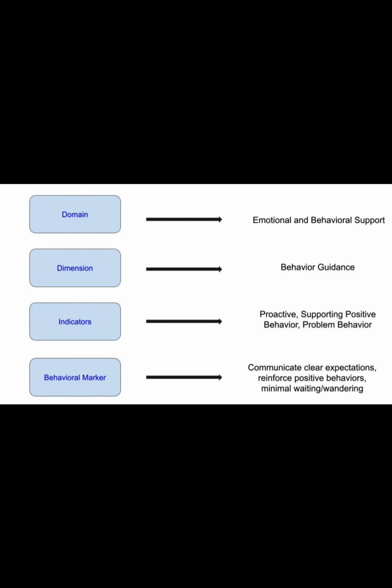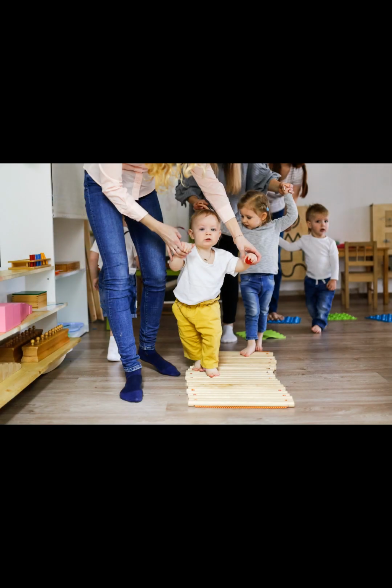Behavior guidance encompasses the teacher's ability to promote behavioral self-regulation in children by using proactive approaches, supporting positive behavior, and guiding and minimizing problem behavior. With CLASS, we look for the following indicators of behavior guidance: proactive, supporting positive behavior, and problem behavior. Behavior guidance describes how teachers proactively support children's positive behaviors, help children understand classroom expectations, and manage classrooms in a way that enables children to develop self-regulation skills and actively participate in classroom activities.